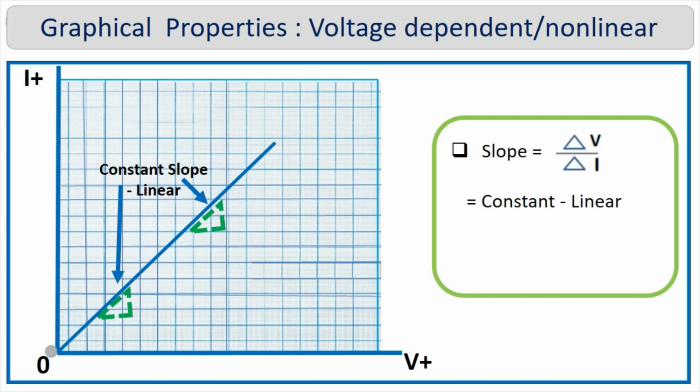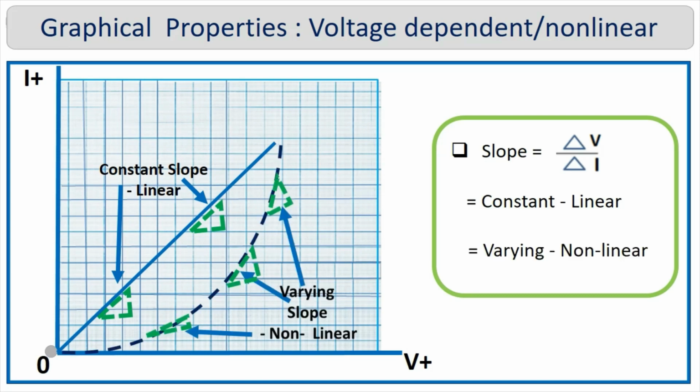The VI graph shown in the figure exhibits a linear voltage-current relationship. For example, devices like resistors, capacitors, inductors, etc. exhibit constant slope characteristics and are called linear devices. Whereas, most of the semiconductor devices have voltage-dependent resistance characteristics, hence exhibit a nonlinear VI relationship and are known as nonlinear devices.